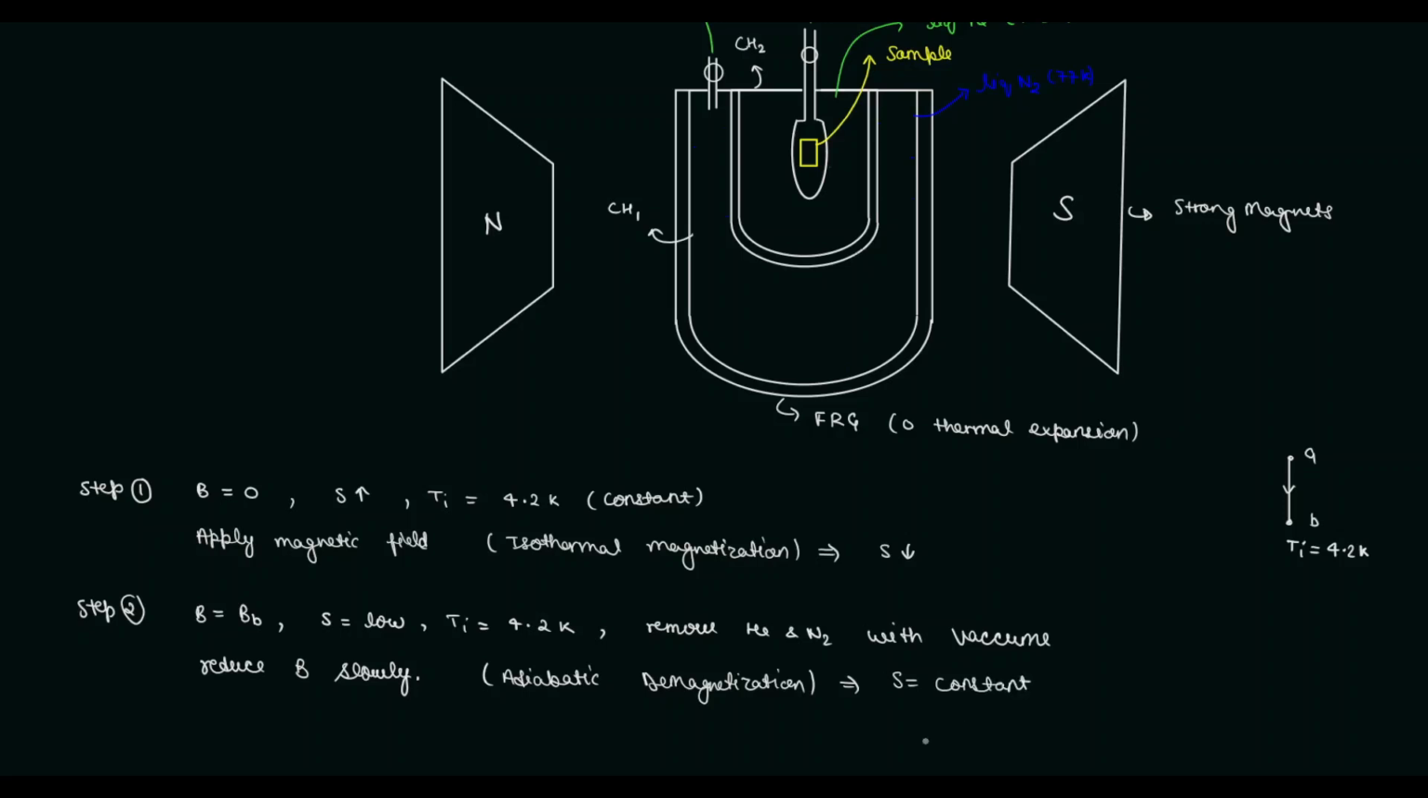And this entropy is a combination of lattice entropy and the spin entropy. Now as the spin entropy increases because of the demagnetization, the lattice entropy decreases, because of which the temperature of the sample will decrease. Now using the graph of entropy as a function of temperature, let's see this cooling process.